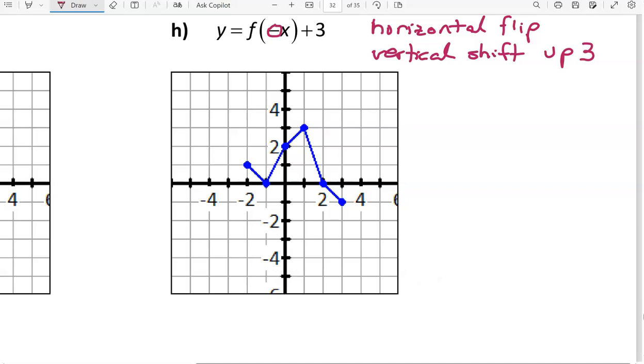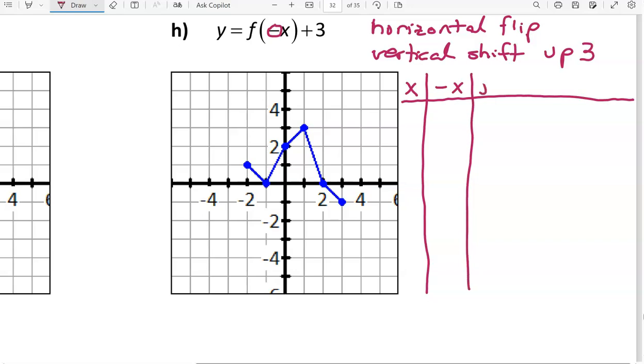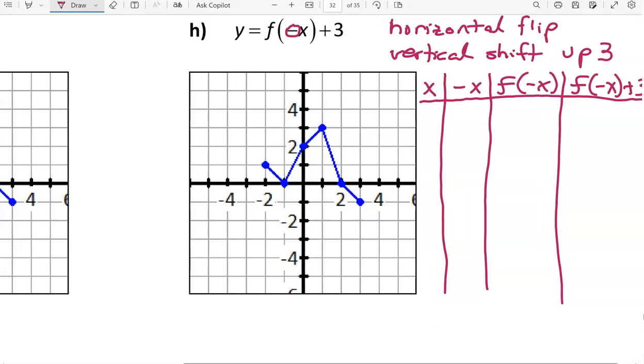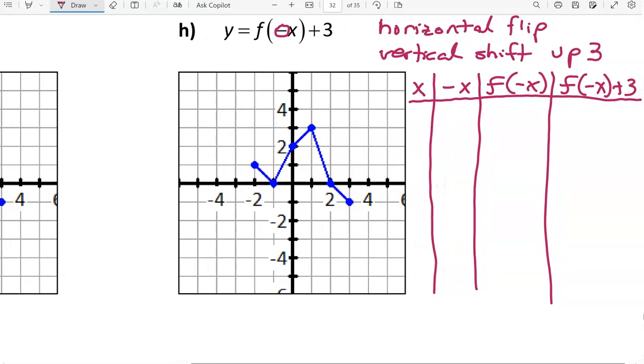Now, if you do want to create a table of values, you certainly may. If we want to go through all of the transformations in the table, we're going to pick an x value, and then we are going to take its opposite, and then take f of that value. Function evaluation comes next, and finally add 3 to that. We'll also have to deal with domain here.